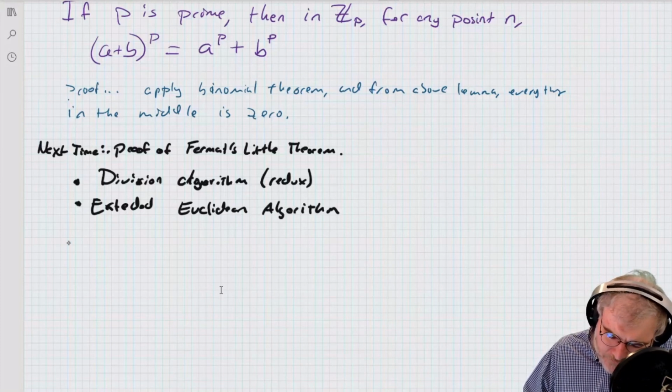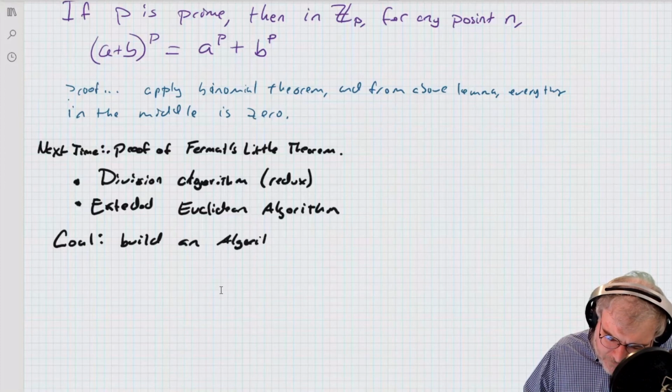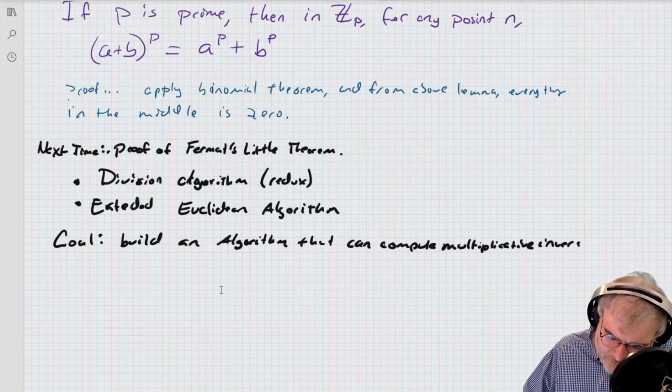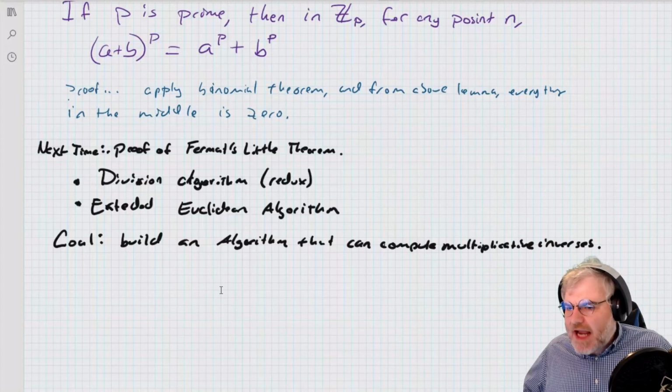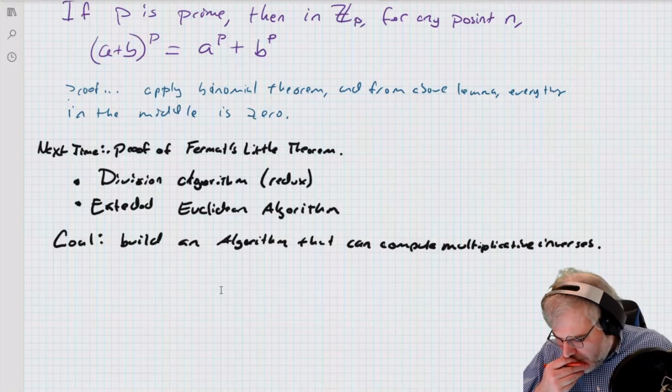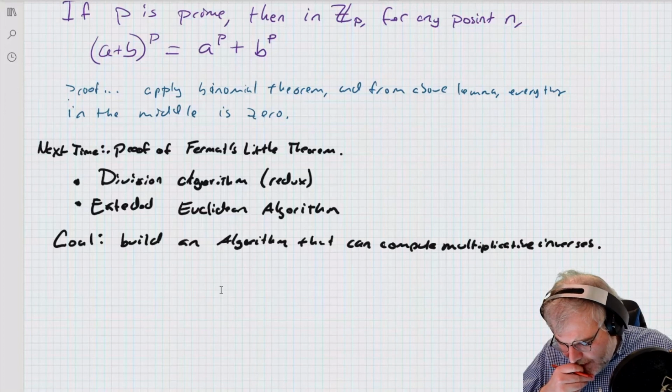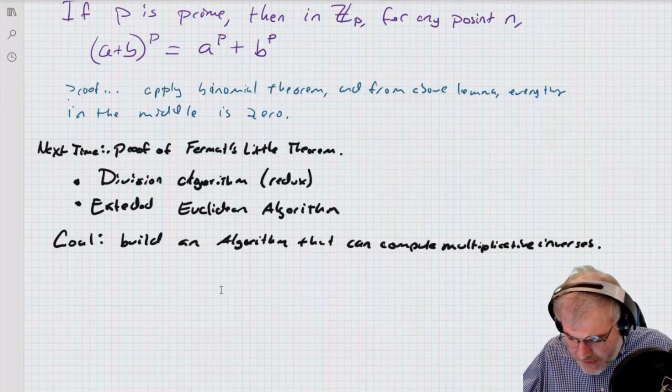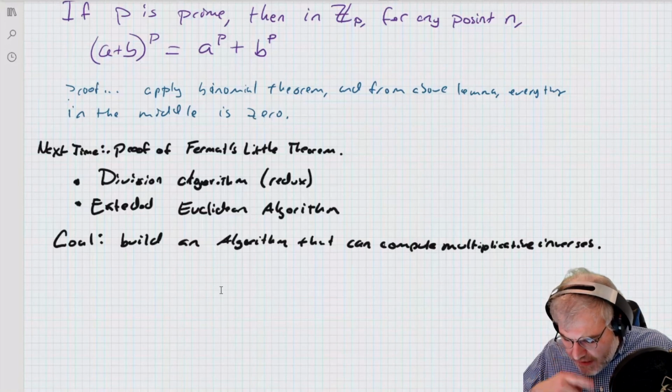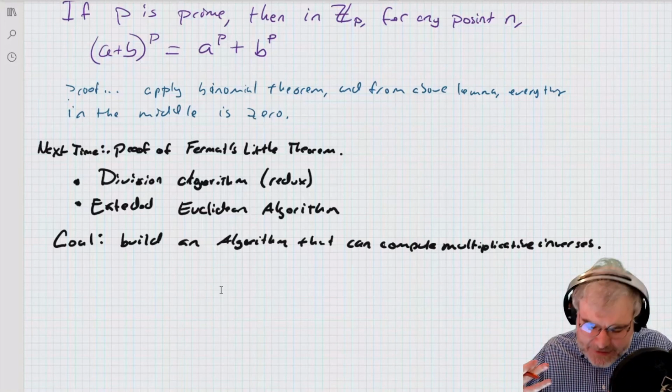And our goal is to build an algorithm that can compute multiplicative inverses. All right, so that's our goal. So remember when we had that 1/2 bit? I wanted to get to division, but I wasn't able to. But remember when we had that 1/2 bit?